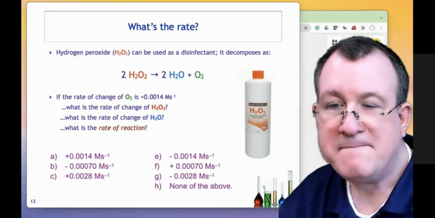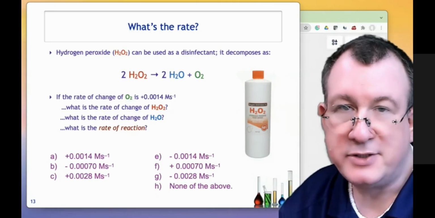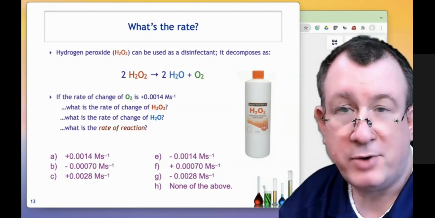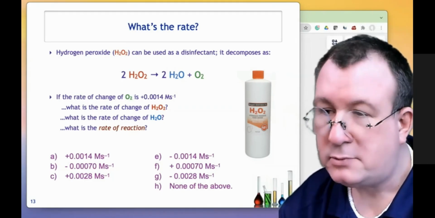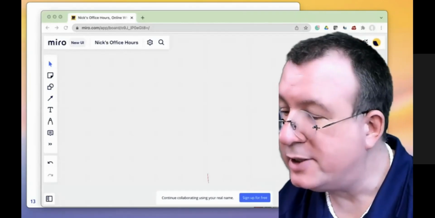All right. How about the water? The water and the peroxide both have a 2 in front of them. Is the rate of change of both of those the same? I'm messing with you. I'm totally trying to trick you.